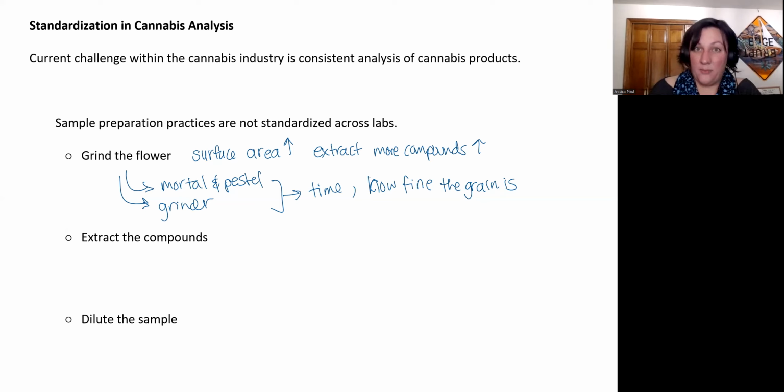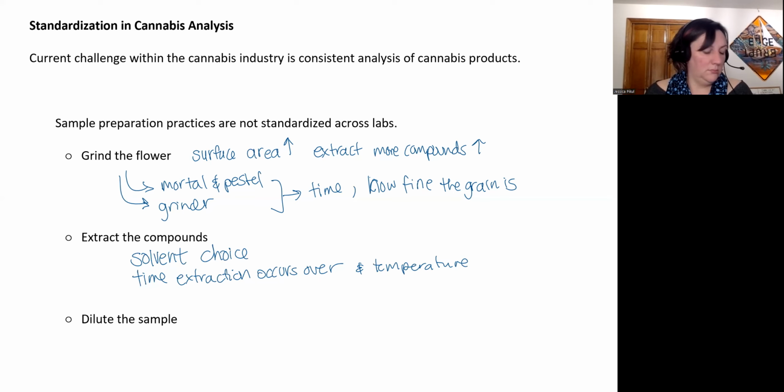Once you're extracting the compounds too, there's a lot that can be different. Solvent choice will extract more or less of different types of compounds. Then there's the amount of time that the extraction has to take place, the temperature, and also the volume of the solvent that's actually used. Some may use only a milliliter, some may use more and then concentrate it down. And so all of these will have really dramatic effects.